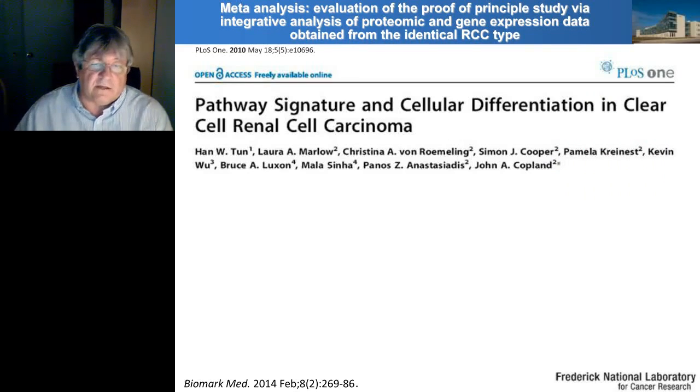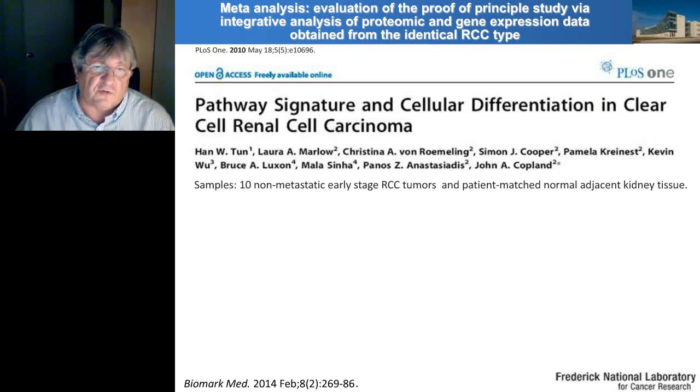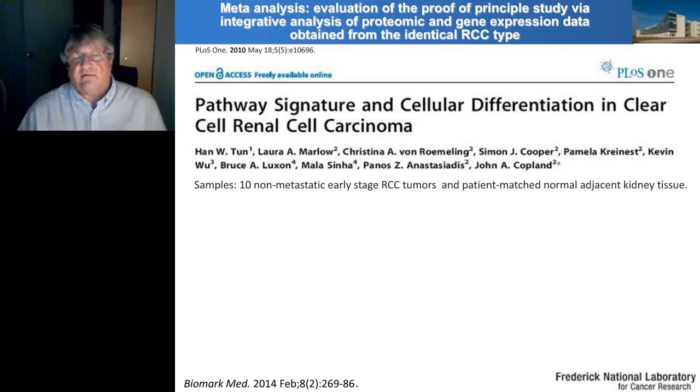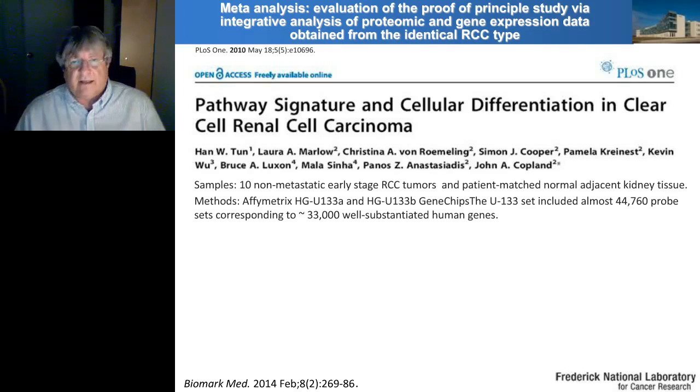So this is the paper that I wanted to show, that we have been comparing our data to. It is basically part of genomic analysis. So Chun et al. used 10 non-metastatic early-stage renal cell carcinomas, like ours, and then they used patient-matched normal adjacent tissue. So we have N of 1, they have N of 10, and to see what really happened there.